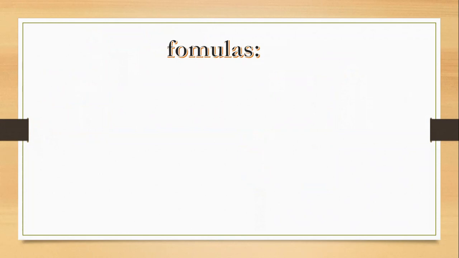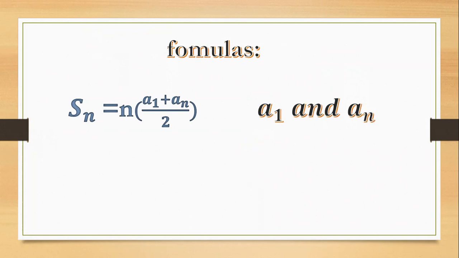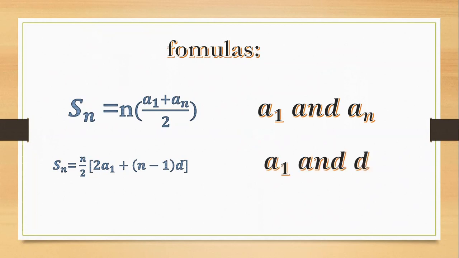These are the formulas that we can use in finding the partial sum of an arithmetic series. We have two formulas. First, S sub n equals n times the quantity of a sub 1 plus a sub n over 2, wherein the givens are a sub 1 and a sub n. The other formula is S sub n equals n over 2 times the quantity of 2a sub 1 plus n minus 1 times d, wherein the givens are a sub 1 and the difference.